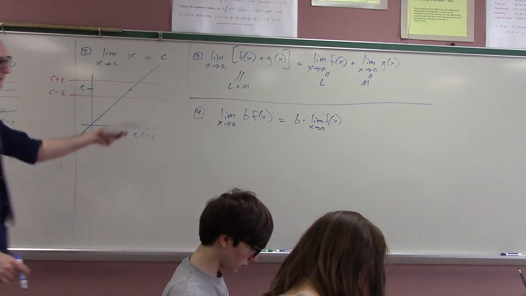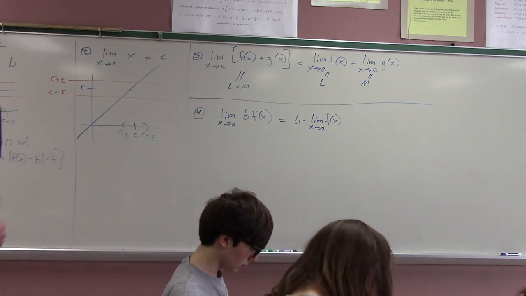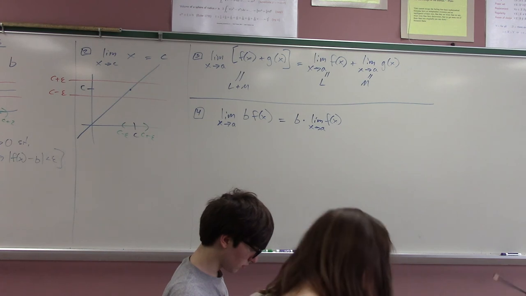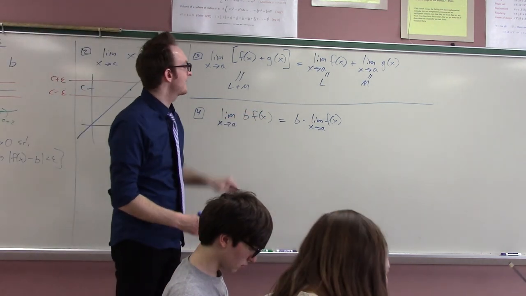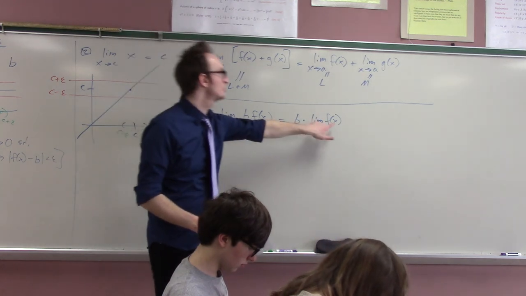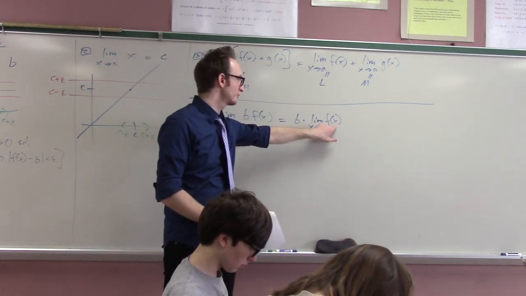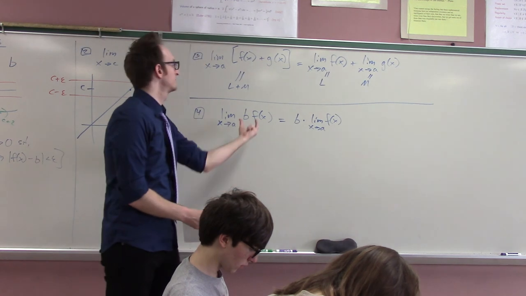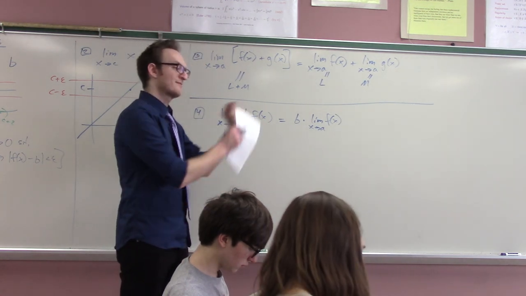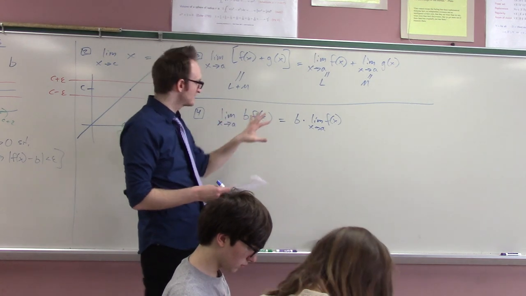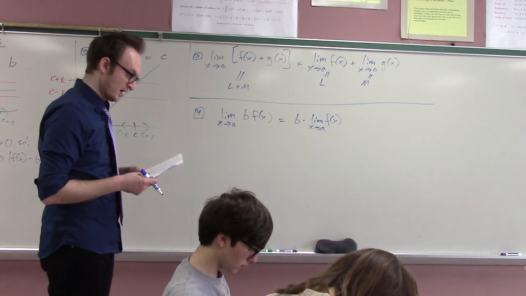Again, this rule is applicable provided that the limits exist. And again, if you wanted to do this properly, you would have to do an epsilon delta proof. You would assume that this limit exists and is equal to, for example, L, and then you would argue that this limit is b times L. It's not that hard. You can do it. It takes a little bit of work.